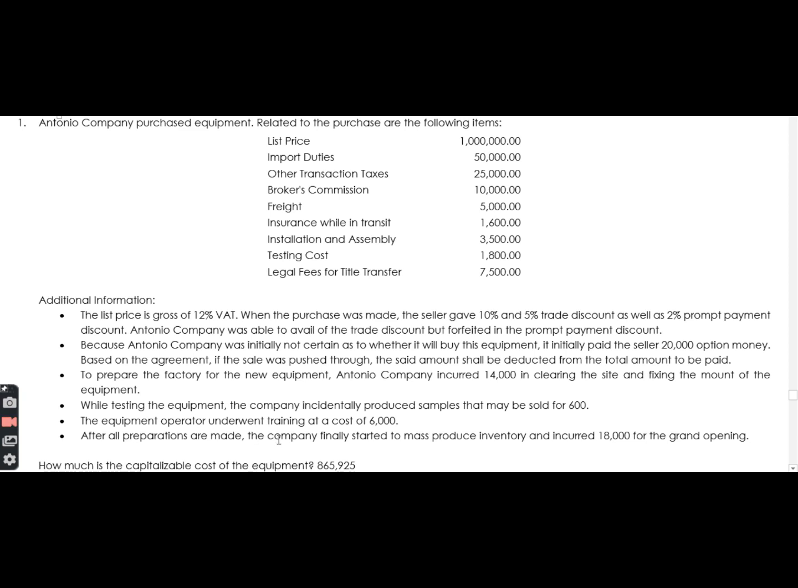Okay? The equipment operator underwent training at a cost of 6,000. Expense na yan, di yan capitalizable. After all preparations are made, the company finally started to mass produce inventory and incurred 8,000 for grand opening. Expense na rin yan. Okay.